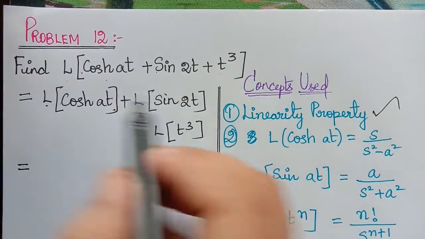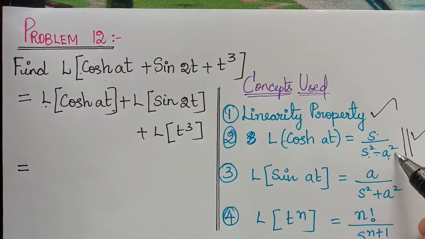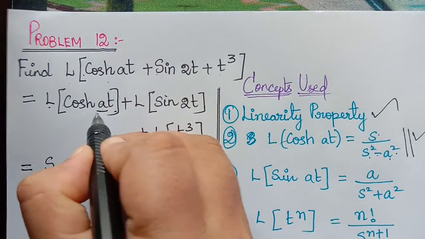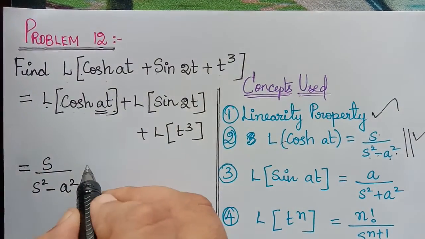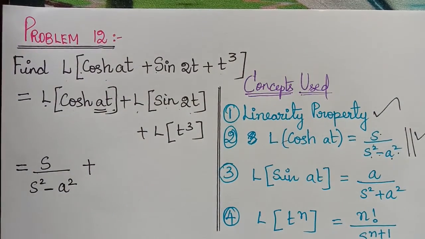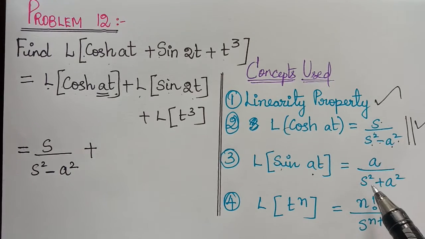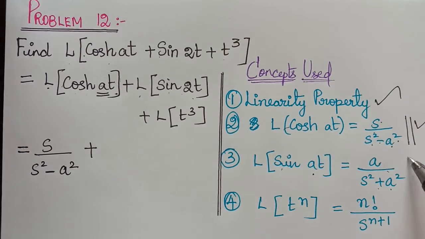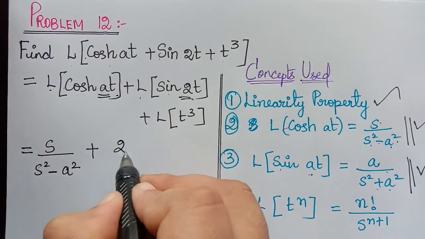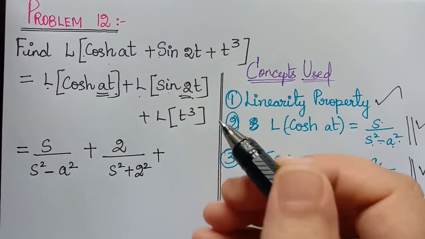The next is we have to find Laplace transform of cos at. Now what is the formula for this? We know that the result is given by s divided by s square minus a square. Since we have a over here, we can use a here also. So plus, now Laplace transform of sin 2t. What is the formula for Laplace transform of sin at? It is equal to a divided by s square plus a square. So while using this, at the place of a, what do we have here? 2. So we will be having 2 divided by s square plus 2 square.